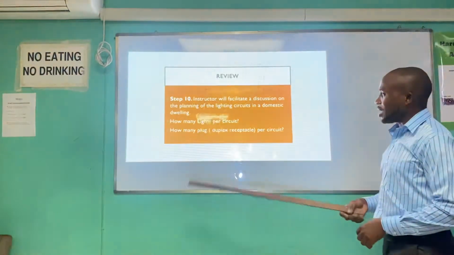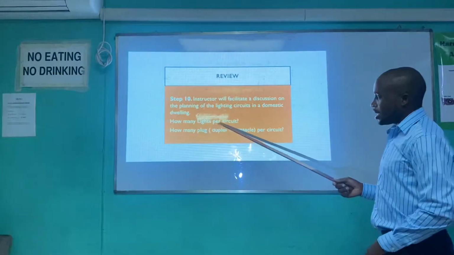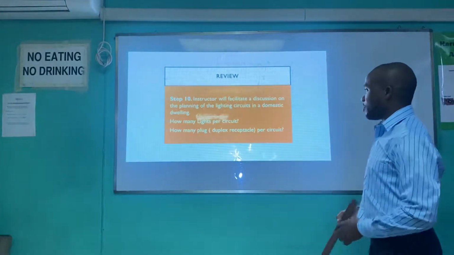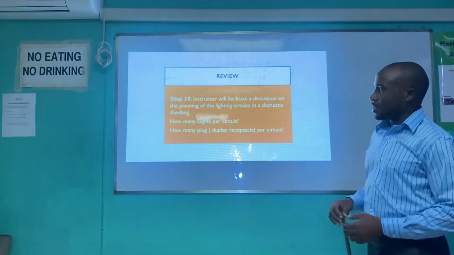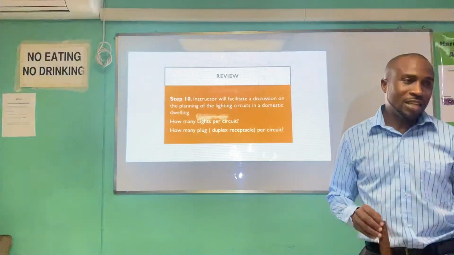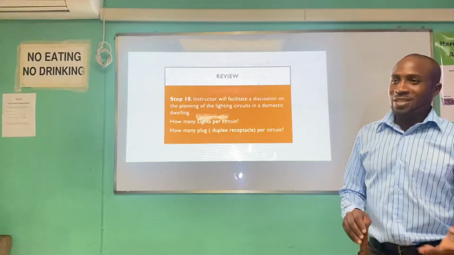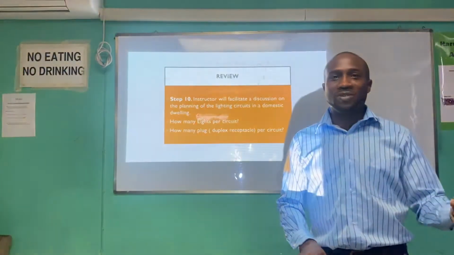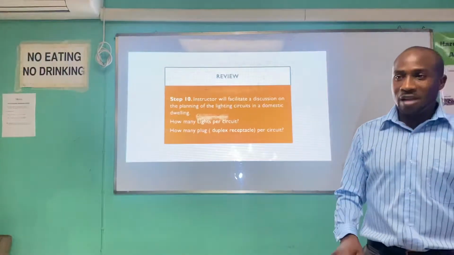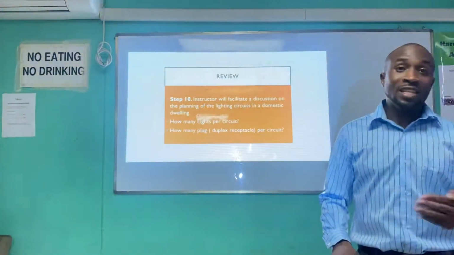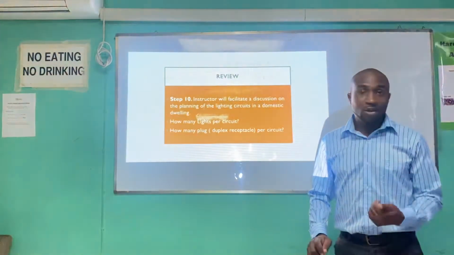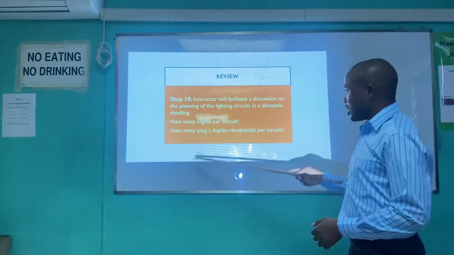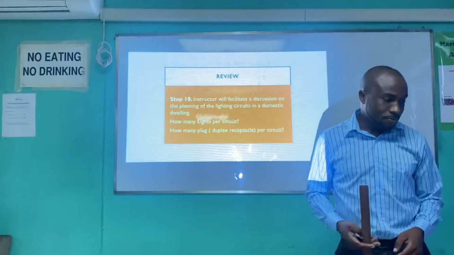So the assignment that was given last class: how many lights per circuit, how many plugs or duplex receptacles per circuit. I think this information is critical because, as you would agree with me, Samuel, whenever you enter a particular house, they have plugs all over. In the kitchen, in the bathroom, in the living room, in each of the rooms. These plugs are all over.